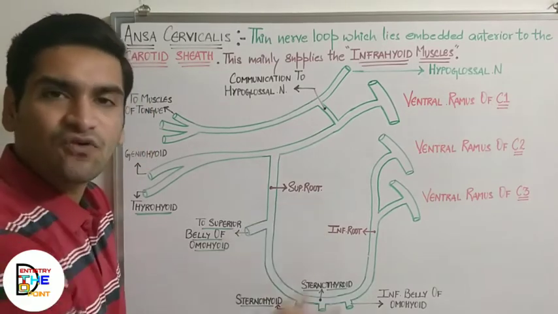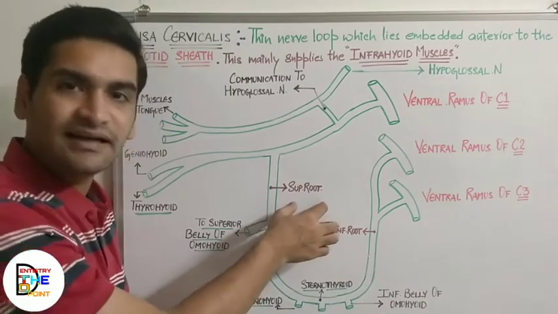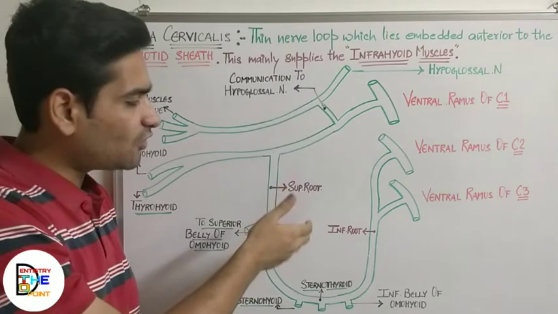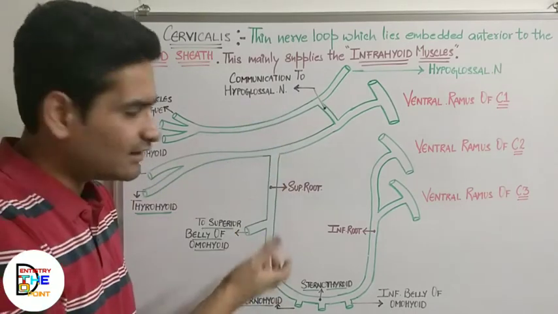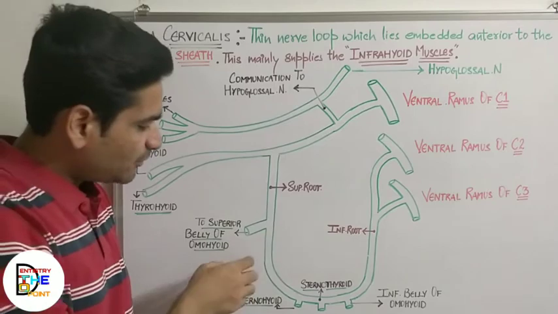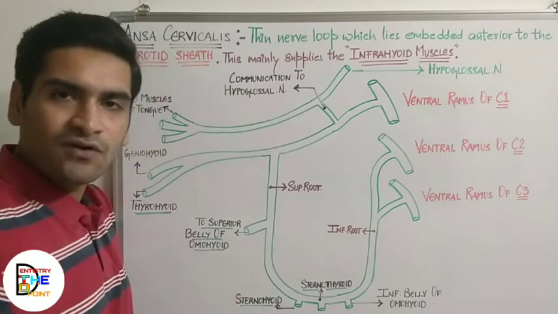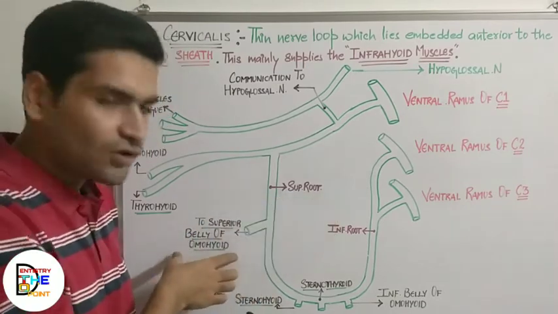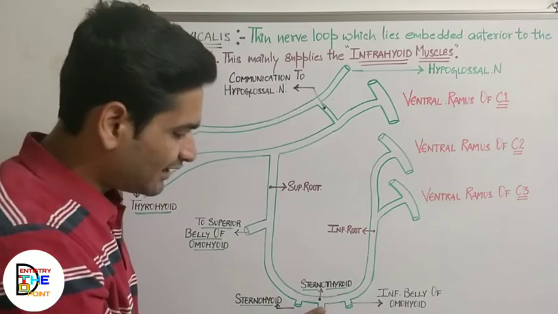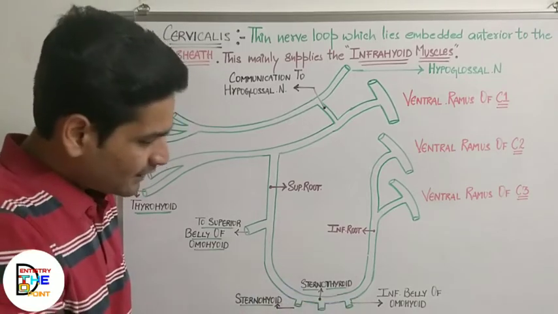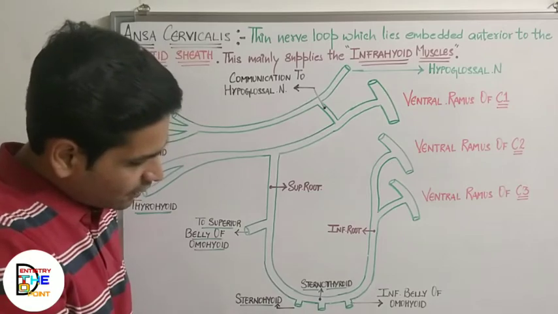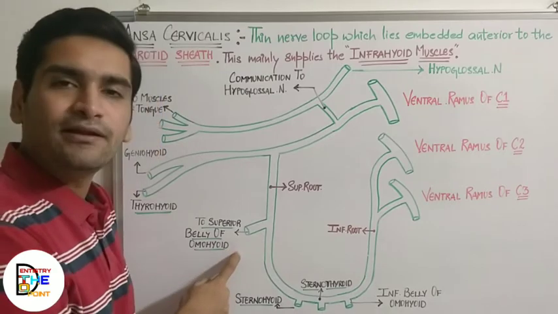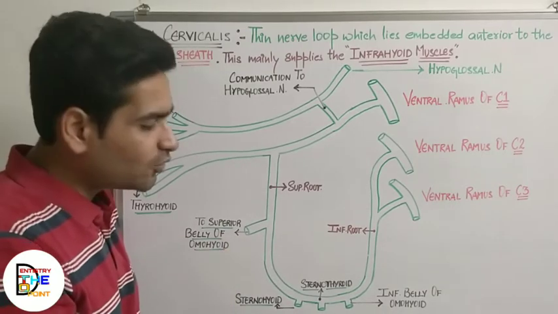There is another name for the superior root of Ansa cervicalis, that is descendens hypoglossi. Because it is from the division of the hypoglossal nerve, it is called descendens hypoglossi. It is descending downwards, so it is also called descendens hypoglossi. This will give a branch to the superior belly of omohyoid. So you have to remember the divisions along with this only, that the superior root is going to supply the superior belly of omohyoid. Now the Ansa cervicalis part, which is the main loop, is going to supply two muscles, that is sternohyoid and sternothyroid. These are again the two infrahyoid group of muscles. Even the superior belly of omohyoid was also an infrahyoid muscle.